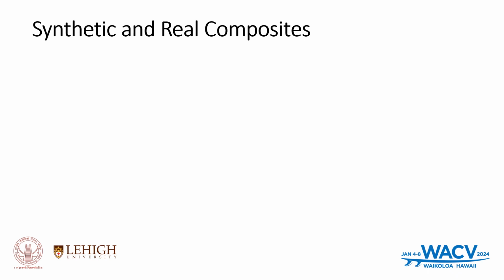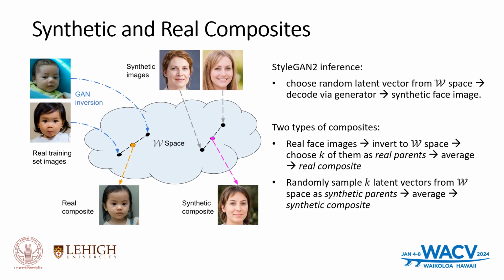In our work, we create two types of composites, synthetic and real. To make real composites, we convert real face images to their W representations via GAN inversion and choose k of them as real parents to average into a real composite. This is different from creating a synthetic composite where randomly sampled latent vectors are averaged k at a time, giving a synthetic composite. This is done following the standard inference procedure of StyleGAN2.